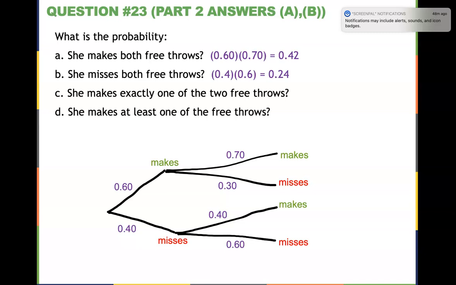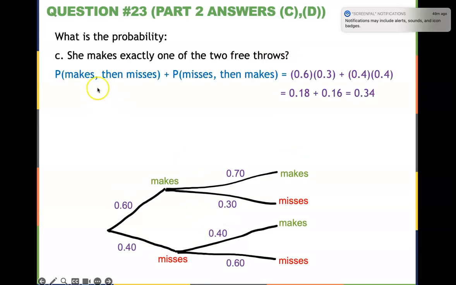What is the probability she makes exactly one of the 2 free throws? Exactly one of 2 means that she has to make it and then miss it, or misses it and then makes it. And those are mutually exclusive. So once you figure out the makes and then misses combo, which is 0.6 times 0.3, you would then add that result to the misses and then makes, which is 0.4 times 0.4.